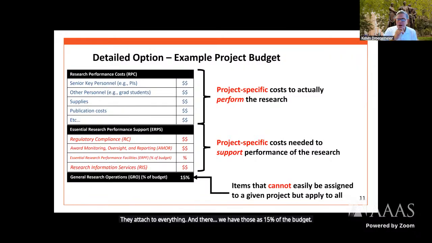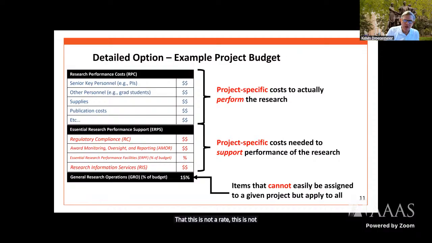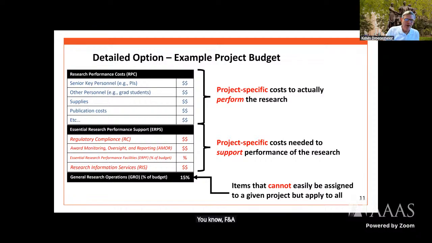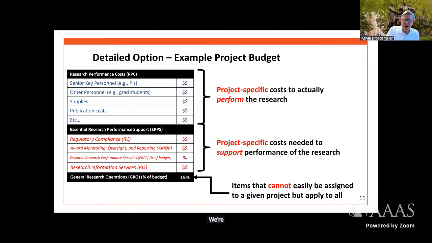Now, what's important to recognize here is that this is not a rate. This is not an F&A rate. It's a percent of the total budget. So we get rid of this concept of an F&A rate, multiplied by the modified total direct costs, and all that kind of craziness that causes confusion, where a 50% F&A rate means not 50% of the budget is indirect costs, it's 33% of the budget. That gets people very confused. We get rid of that. We say this cost is 15% of the budget, full stop.